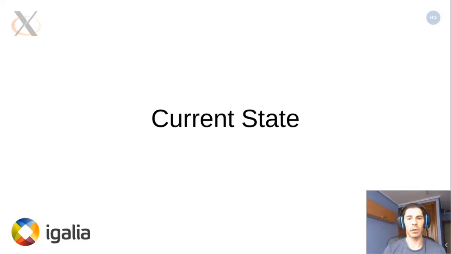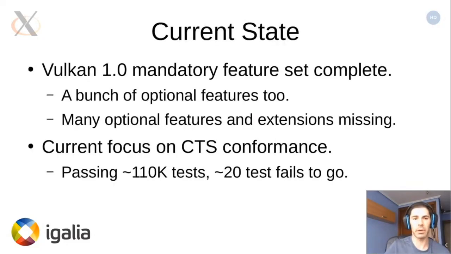All right, so moving on to describing the current state of the driver. As I already said, we think that we are now at the point where we have a minimal Vulkan 1.0 implementation. Vulkan comes with a lot of optional features. We do implement a bunch of these, but we have tried not to go overboard. So there are a lot of optional features that I think we want to implement that are not there just yet. Then there is, of course, a lot of extensions on top of Vulkan 1.0 that we have not implemented that we probably should. But at least we have this Vulkan 1.0 minimal feature set there, I believe.